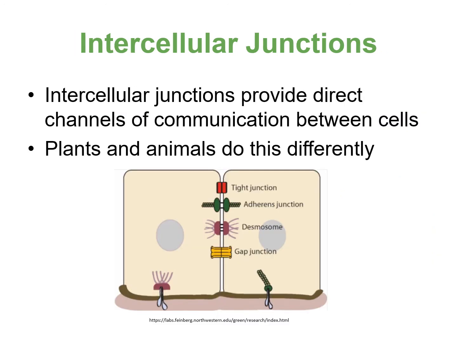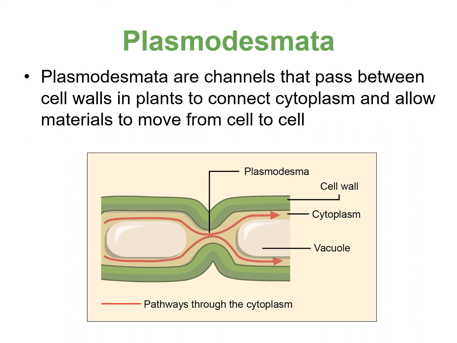Cells can also communicate with each other through direct contact or intercellular junctions. There are differences in the ways that plant and animal and fungal cells communicate. The plasmodesmata are junctions between plant cells, whereas animal cell contacts include tight junctions, gap junctions, and desmosomes, which we're going to talk about on the upcoming slides. Plasmodesmata are channels that pass between cell walls in plants to connect cytoplasm and allow materials to move from cell to cell.